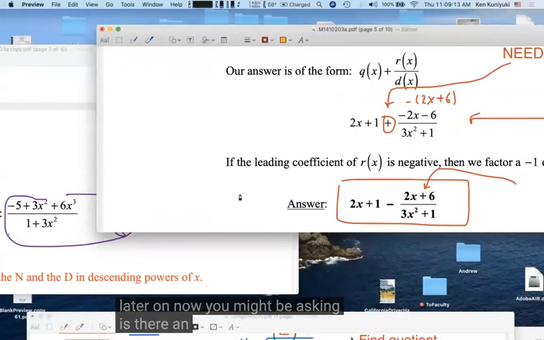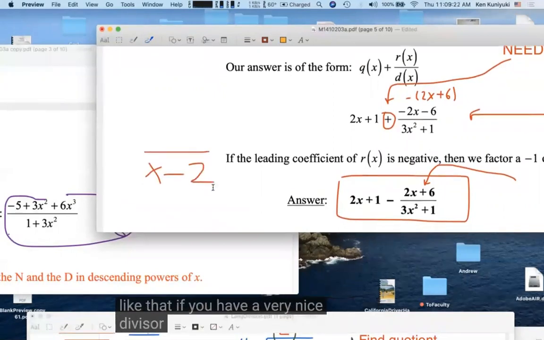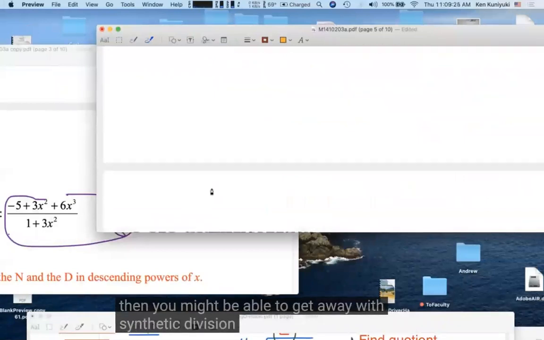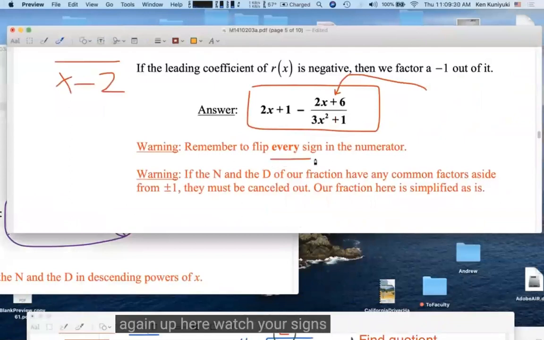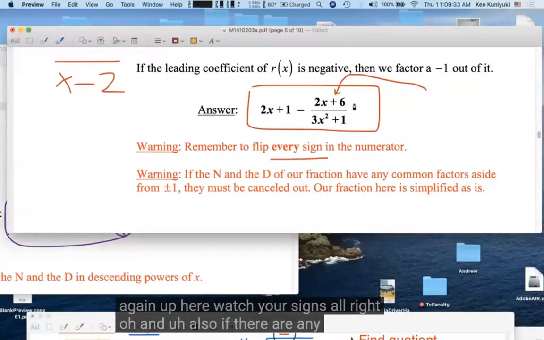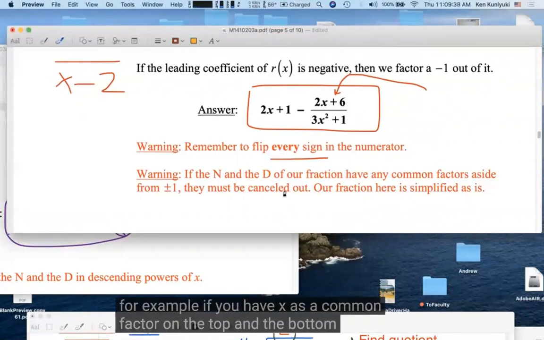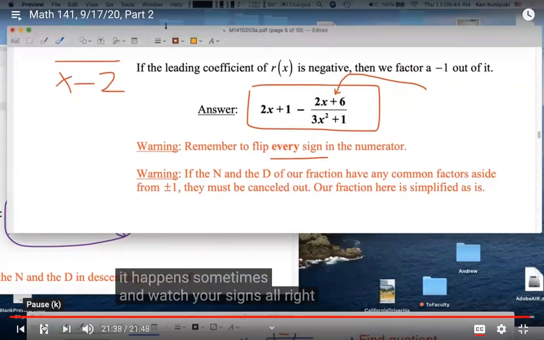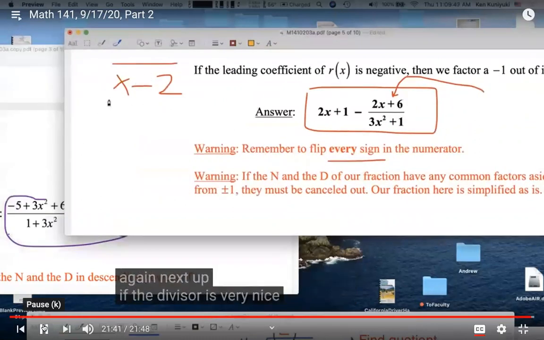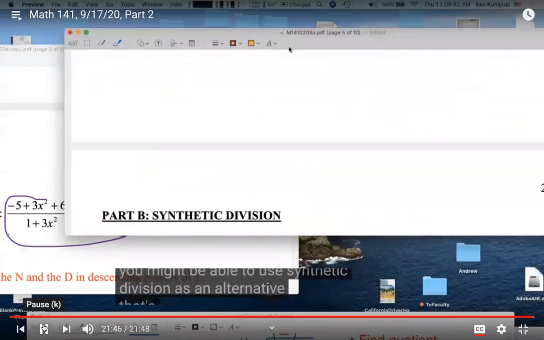Now you might be asking, is there an easier way to do this? There is if the divisor is very nice, something like x minus 2 or something like that. If you have a very nice divisor, then you might be able to get away with synthetic division. And that's next. Again, up here, watch your signs, right? Also, if there are any common factors on the top and bottom, cancel them out. For example, if you have x as a common factor on the top and the bottom, cancel them out. That's somewhat rare, but it happens sometimes. And watch your signs. All right, once again, next up, if the divisor is very nice like this, you might be able to use synthetic division as an alternative. That's next time.